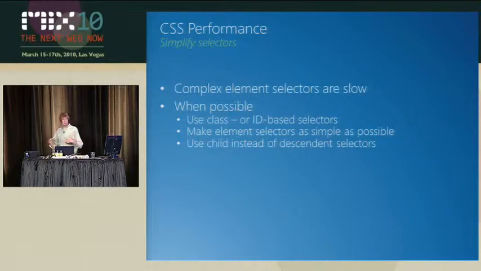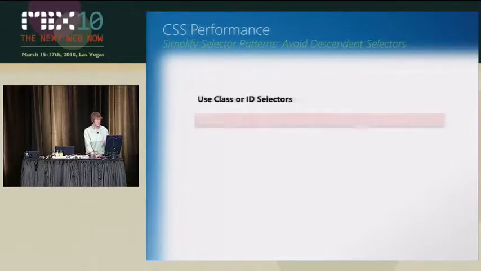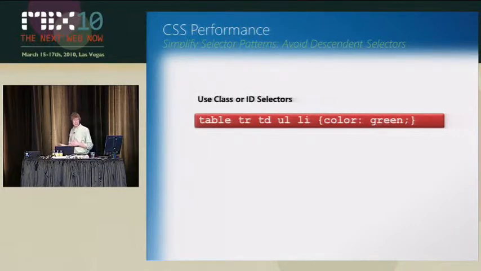This process of applying selectors is extremely complex and in many cases extremely slow, and it happens a lot. There's some things that you can do in your CSS to improve the performance of this, and when possible we recommend that you use class or ID based selectors over element selectors. We recommend that you make element selectors as simple as possible and use child or descendant selectors when able. Let's take a look at a couple of examples of that. So first, use class or ID selectors.